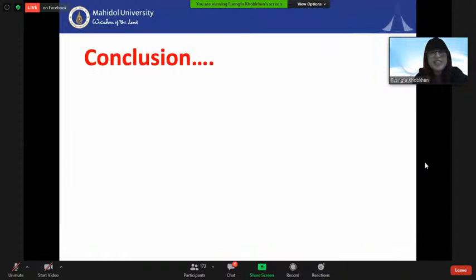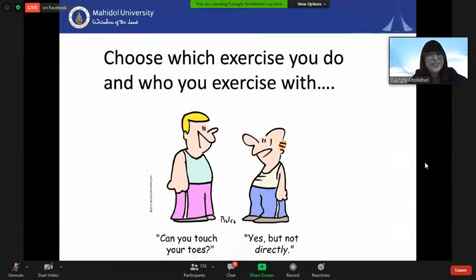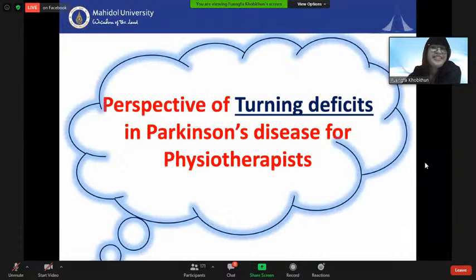So I would conclude the first section that I gave you about Parkinson's disease for physiotherapy. Parkinson's disease is recovery of the brain with exercise. Physiotherapy can boost PD performance according to individual goals and comorbidities. Exercise and intervention programs need to have enough repetition, intensity, and duration. And then the last one, exercise could impact the quality of life and can be adapted to feasibility outside the clinical setting. So choose which exercise you do and who you exercise with. I like this concept because you can apply this to other patients and other neurological patients, right? Yeah, for me, I'm interested in turning deficits.